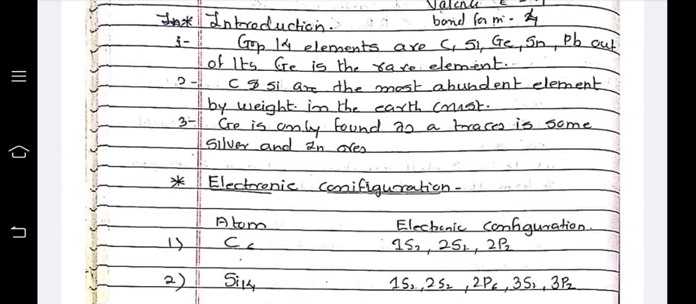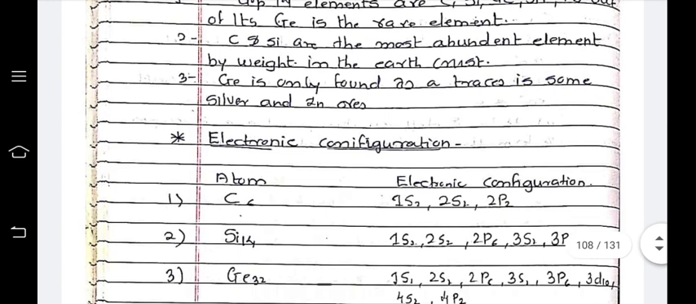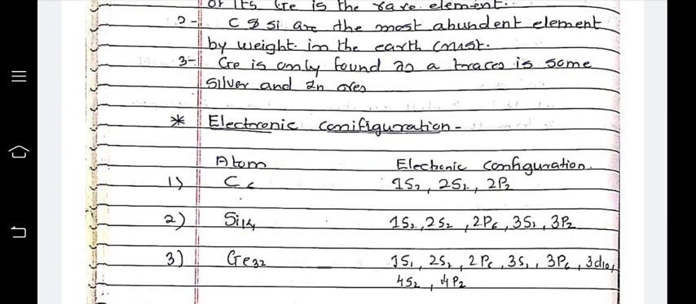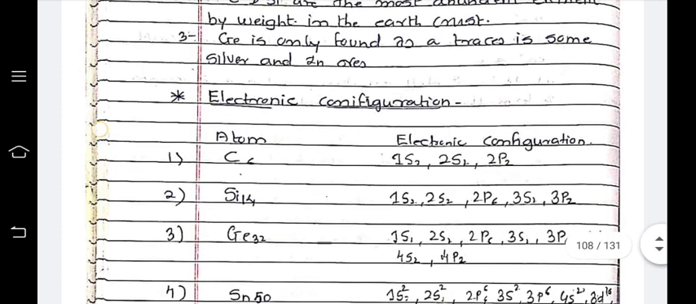Out of these, germanium is the rare element. Carbon and silicon are the most abundant elements by weight in the earth's crust. Germanium is only found as traces in some silver and zinc ores.